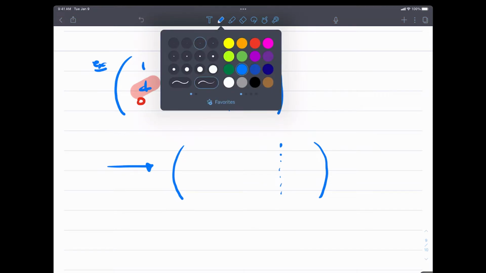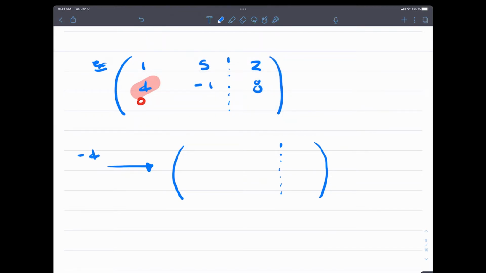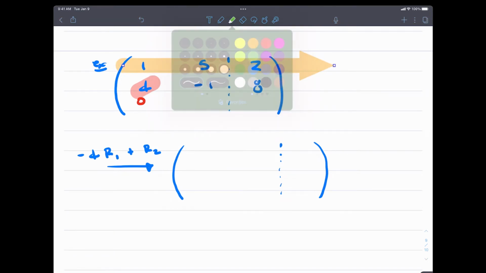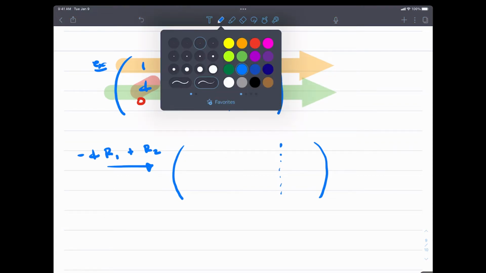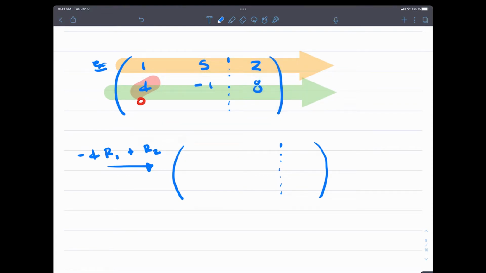I'm going to take the number here, -4, multiply it to row 1, then I'll add it to row number 2 here. Here's row number 1. Here's row number 2. All right, you guys okay with that?